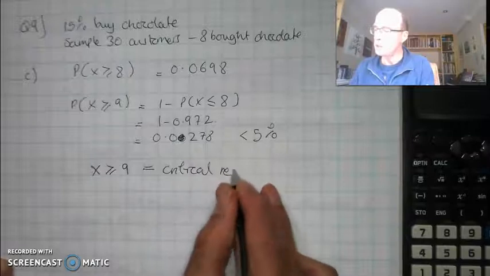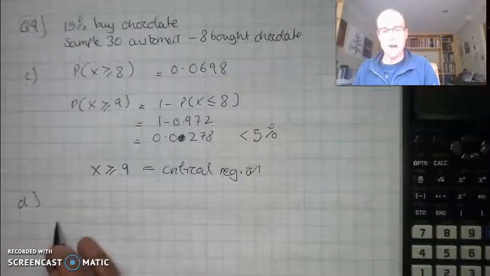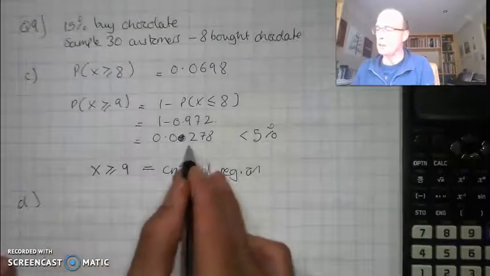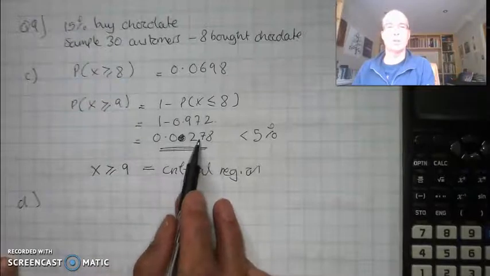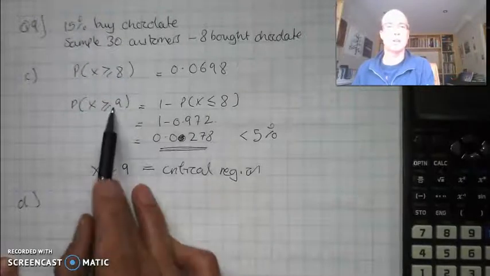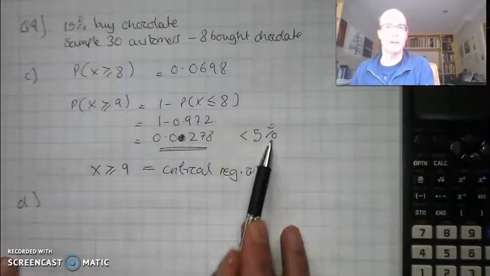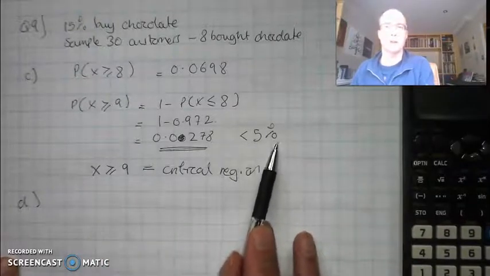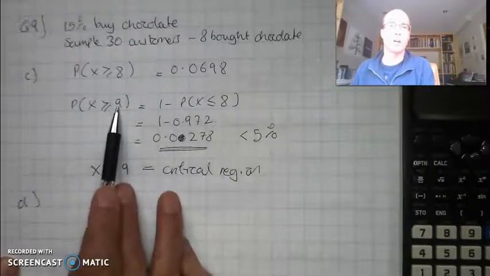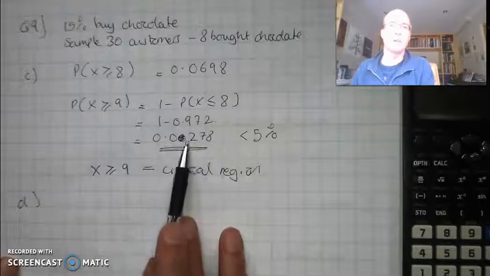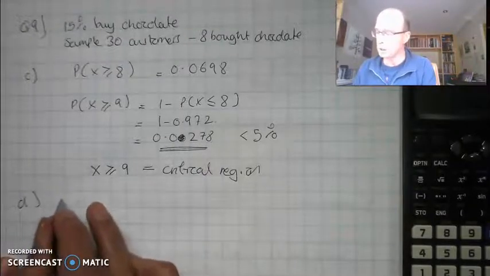And then part D, we've actually done all the work for already. Part D says find the actual significance level of this test. The actual significance level of this test is the probability X was greater than or equal to 9. So we worked out it was less than 5%. That was my theoretical significance level. The actual significance level that I would get if I got 9 or more customers would be 0.0278.